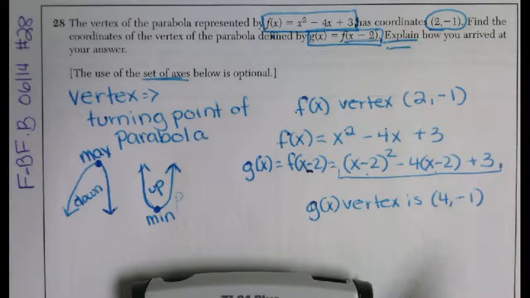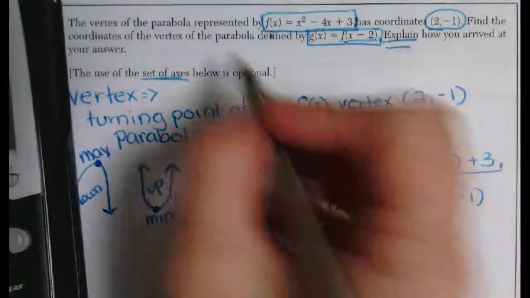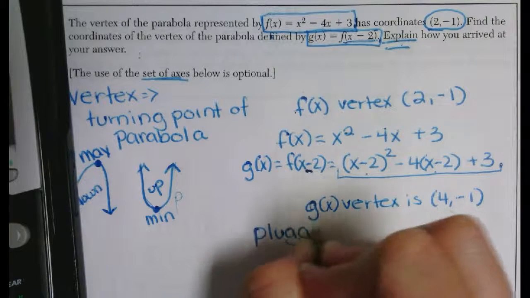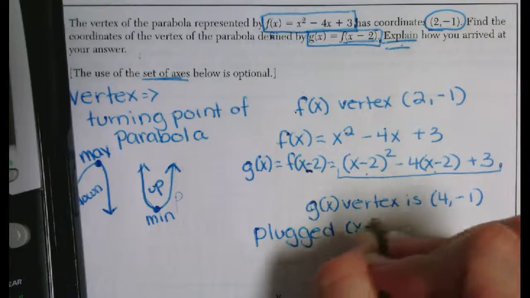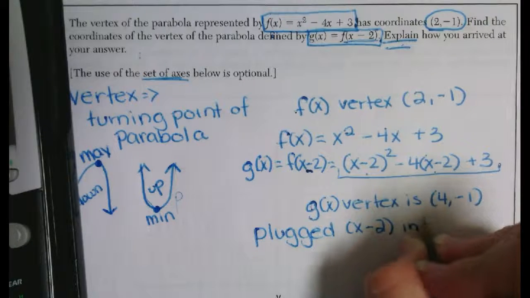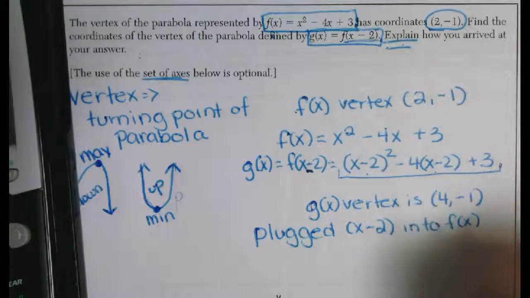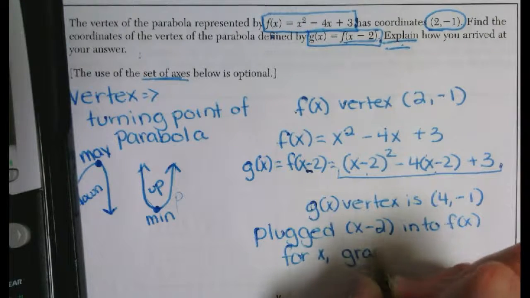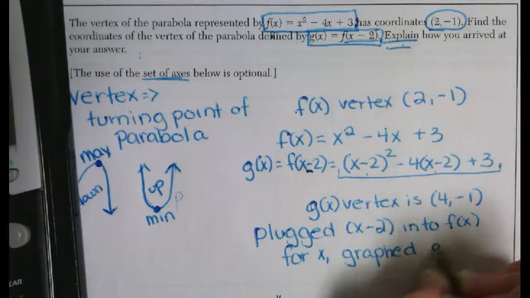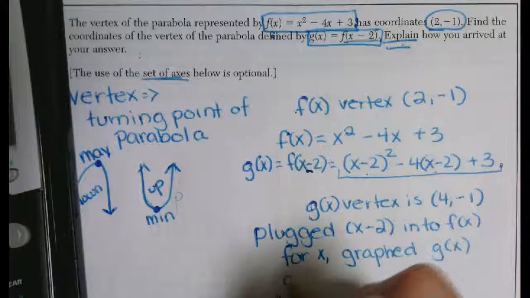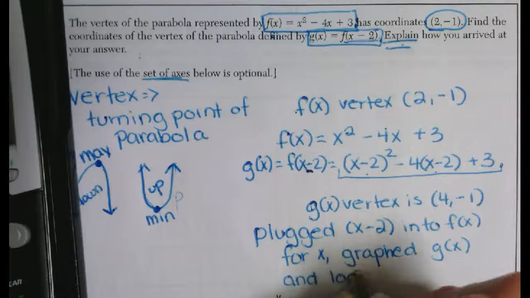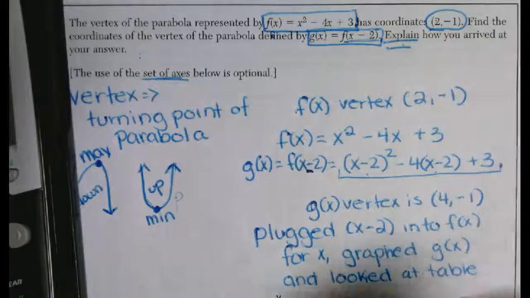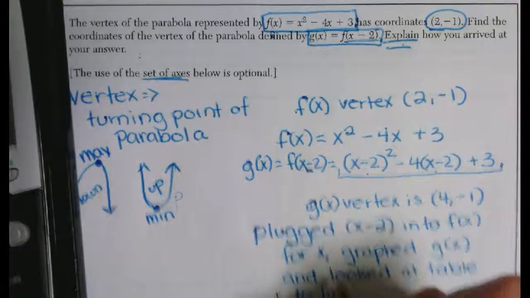How did we go about doing that? Well, what we did, because we have to explain our answer, we plugged x minus 2 into f of x, then we graphed g of x and looked at the table to locate the vertex.